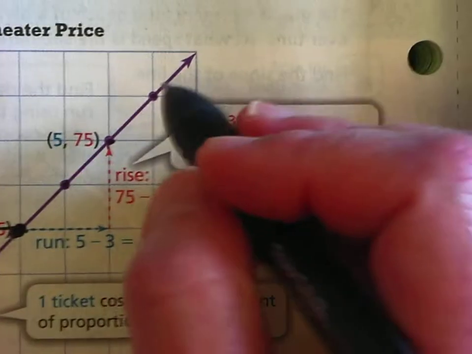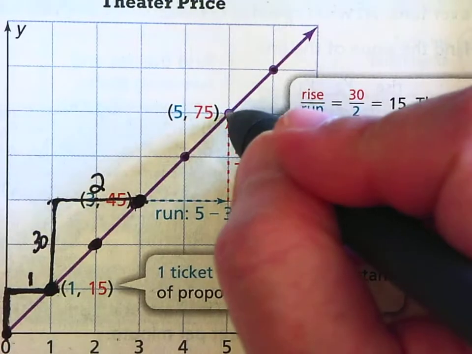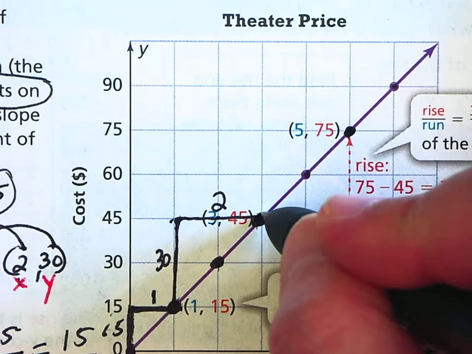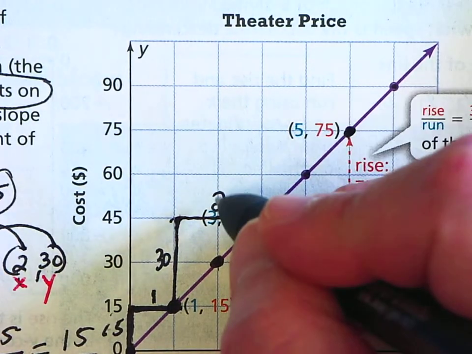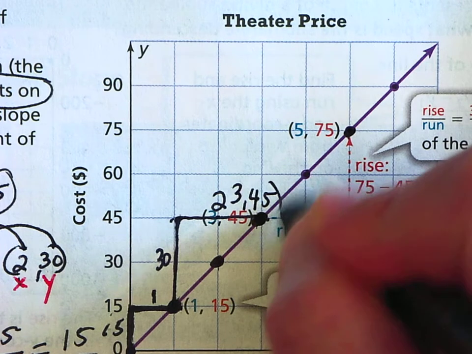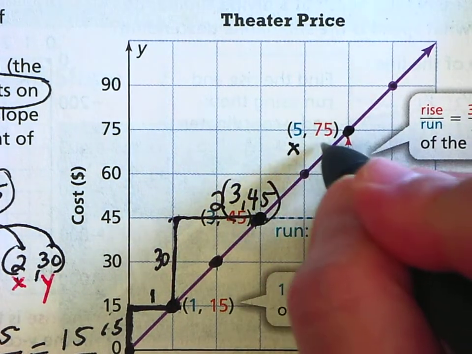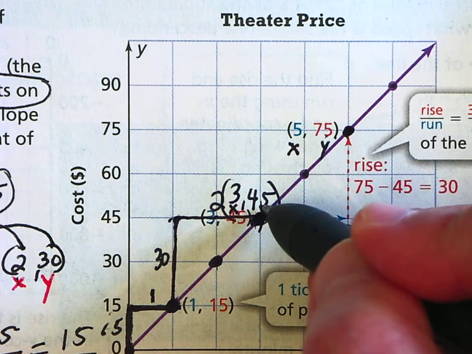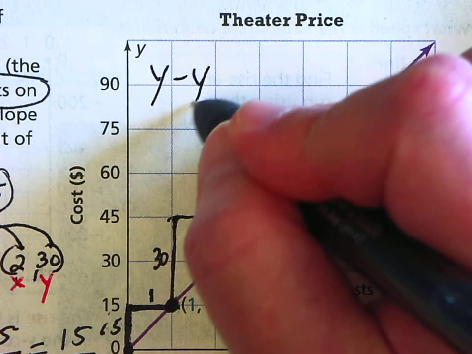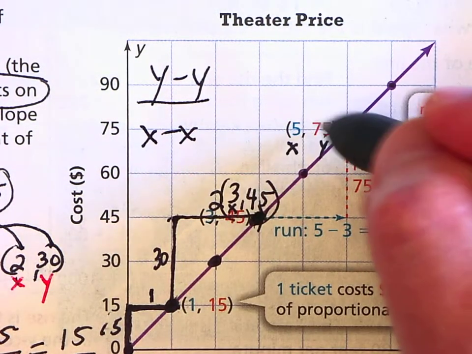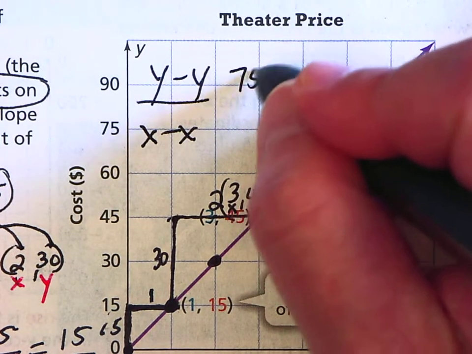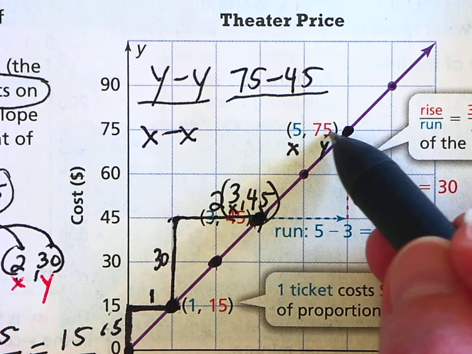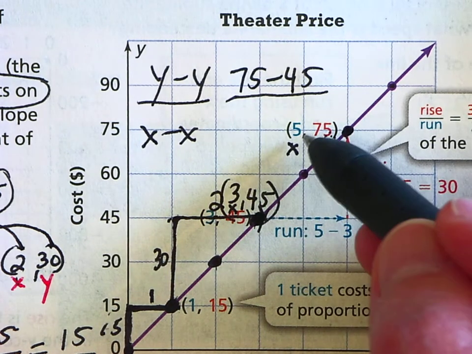I could use any 2 points that land on the line. So I could use this one, (5, 75), and this one, (3, 45). So x, y, x, y. My 2 y numbers are 75 and 45. In y minus y over x minus x, 75 take away 45. I'm starting with this top point.